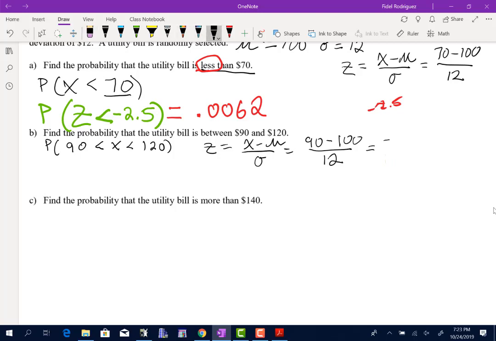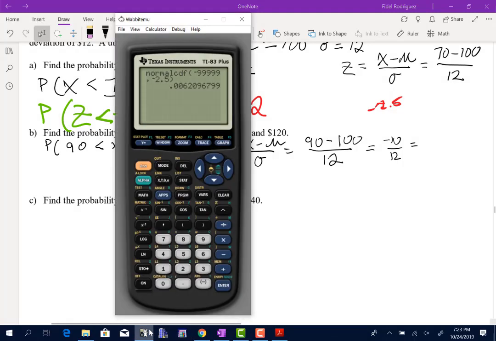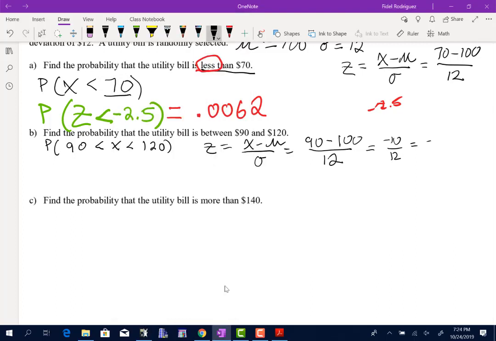So that's going to be a negative 10 over 12. And if I take my calculator, that's negative 0.83. Is it exact or are we rounding? It's not exact, but we are rounding, right? Okay, that's good. Negative 0.83, right? Because the last number was still a 3, right?